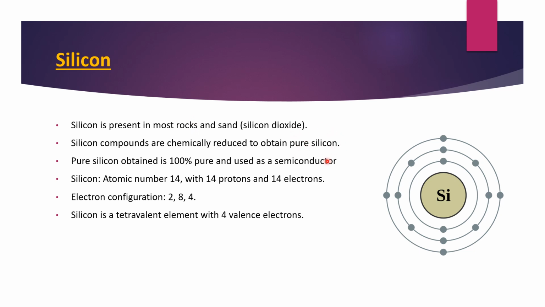And for pure silicon, there's one terminology in physics or science, it's called an intrinsic semiconductor. So what is an intrinsic semiconductor? What is an extrinsic semiconductor? What is their significance? That we are going to study in the next lecture, which is again one of the important topics of the series. So pure silicon obtained is 100% pure and is used as a semiconductor.